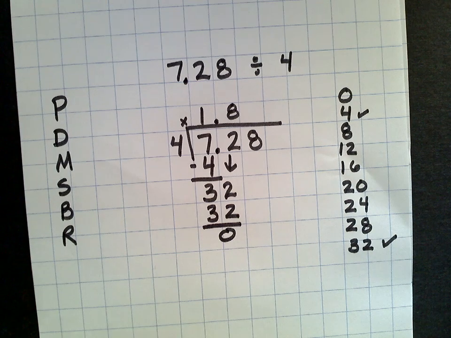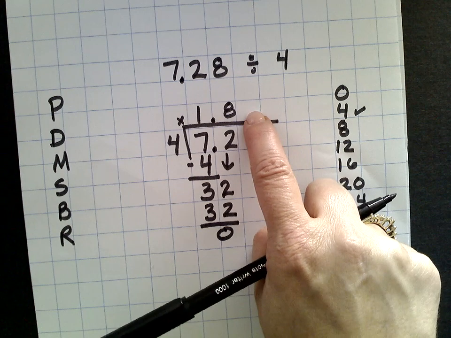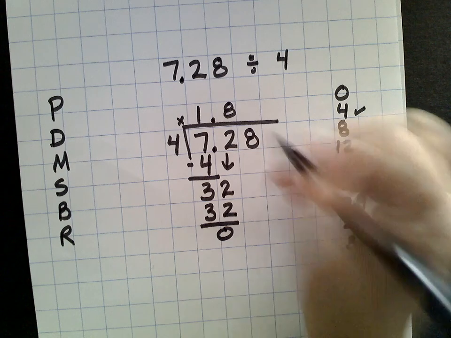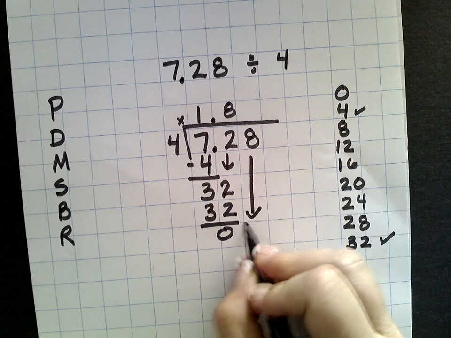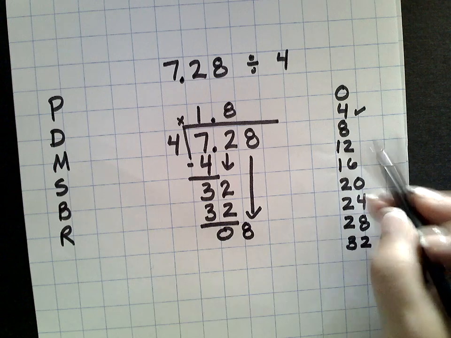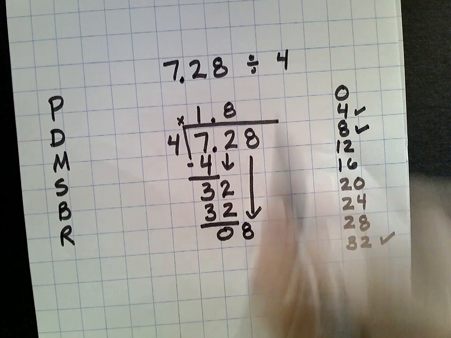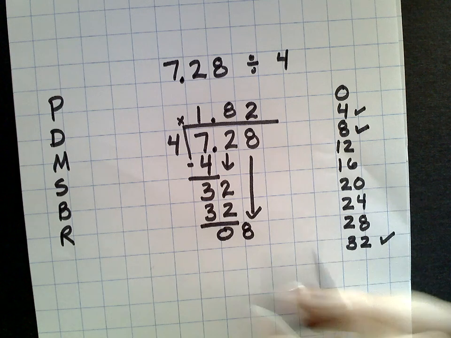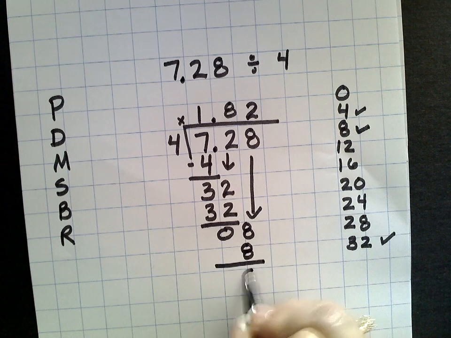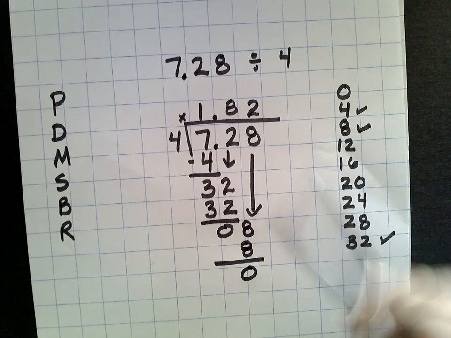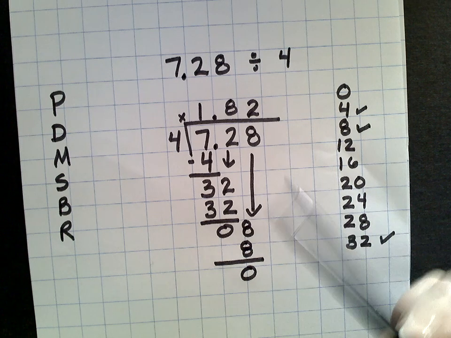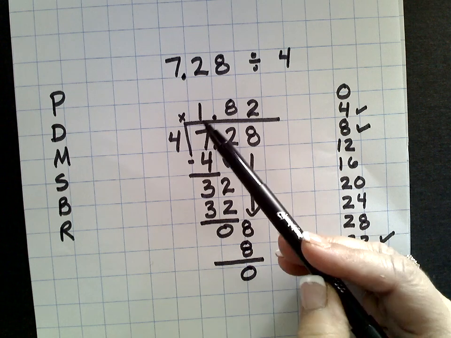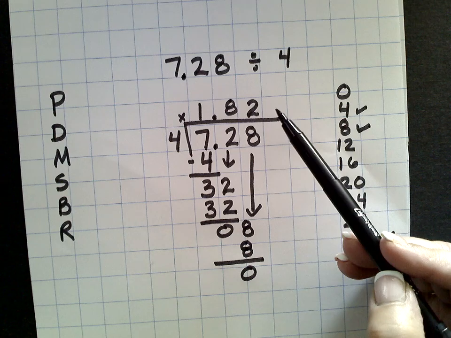Got a 0, but we're not finished yet. We still are missing a digit, and we still have a number to bring down. Bring down that 8. 4 goes into 8 right there 2 times. That 2 goes right above that 8. 2 times 4 is 8. Now you're finished. So our quotient, which means answer to a division problem, is 1 and 82 hundredths.